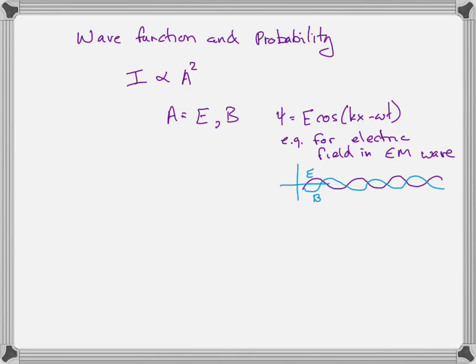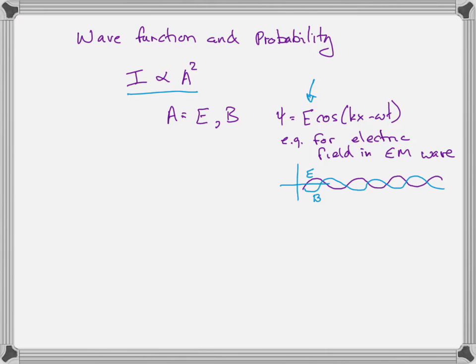The amplitude of the electromagnetic wave, you can see, is either E or B, depending on which component of the wave we're looking at. And we know, and maybe we haven't discussed it, that the intensity of a wave is proportional to A squared. Intensity is basically what we see. So that's what's important here.